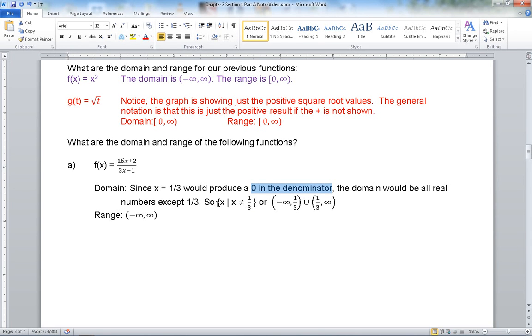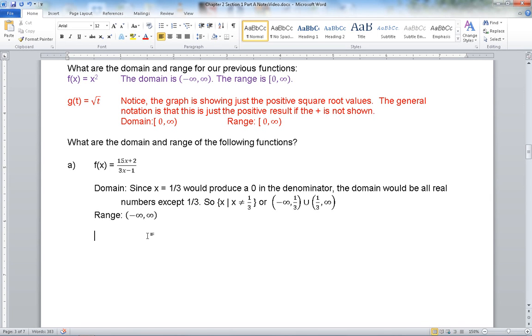So I can write that in set notation, which is the squiggly brackets, all x values such that x is not equal to 1/3, or I could write it as a union of two sets. You can take any number from negative infinity up to but not including 1/3, notice the rounded bracket, union with all numbers greater than 1/3, all the way up to positive infinity. So basically all real numbers except 1/3.